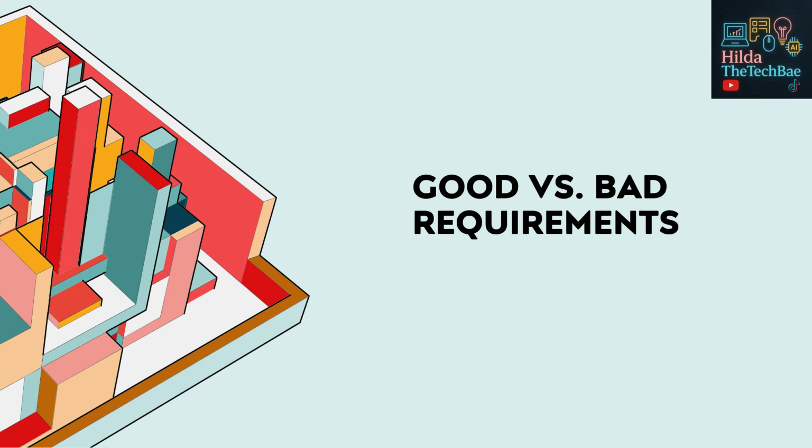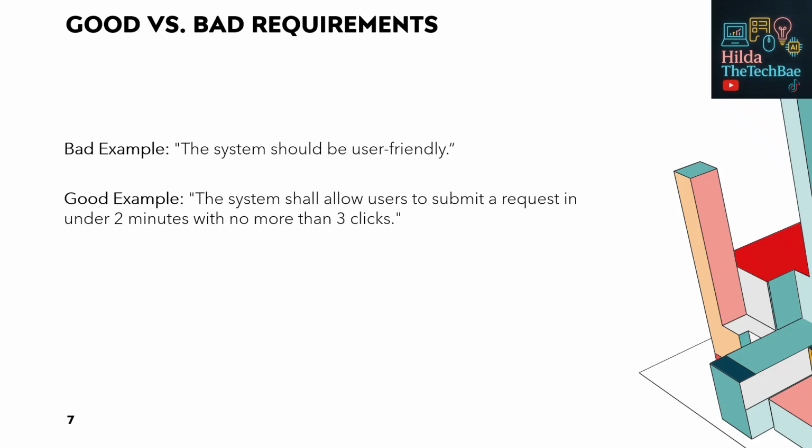Now, let's take a look at the difference between a good requirement and a bad requirement. Vague requirements are a recipe for disaster. They leave too much open to interpretation. When someone says something has to be user friendly, it might mean something entirely different to the developer, the business owner, and the end users. That kind of requirement sets the team up for confusion, delay, and rework.